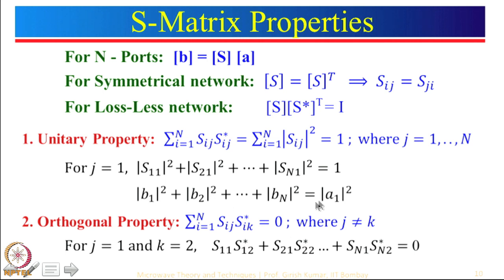Now from here, divide everything by A1 square. So, this will be B1 by A1 square, which is equal to S11. This will be B2 divided by A1 square, that is S21. This one here will be Bn divided by A1, that will be Sn1 square, and A1 square divided by A1 square will be 1. So, this is what we get from here to here.